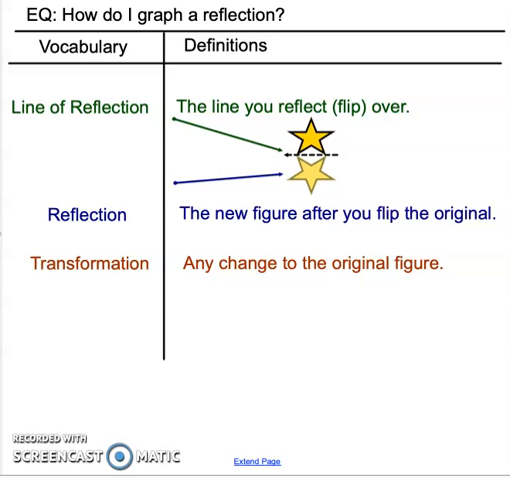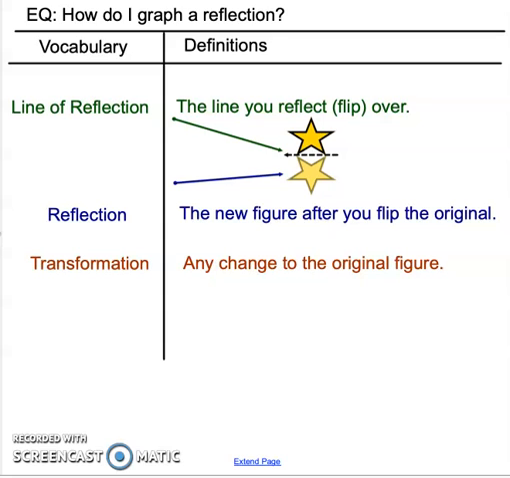So we'll take a look at what that looks like, but before we do, if you haven't already done so, go ahead and write down your topic, essential question, make your columns, and fill in these vocab words that we'll be talking about. The first one we have is line of reflection. Now whenever you're told to do a reflection, you'll be told to reflect it over a specific line. That line is usually the X or the Y axis.